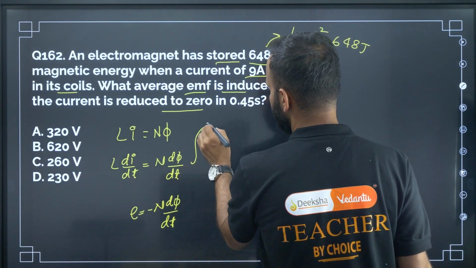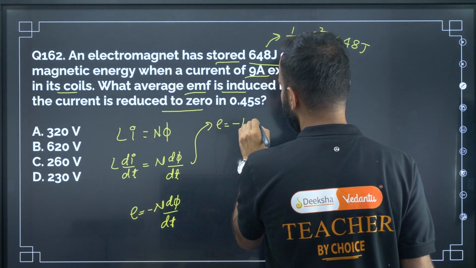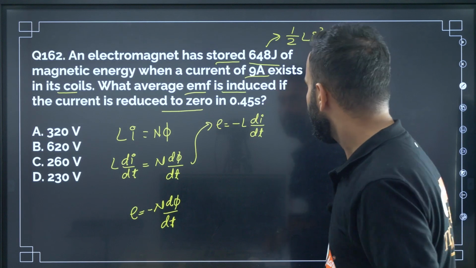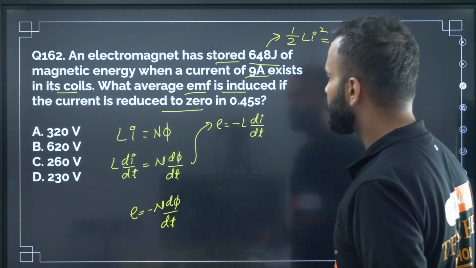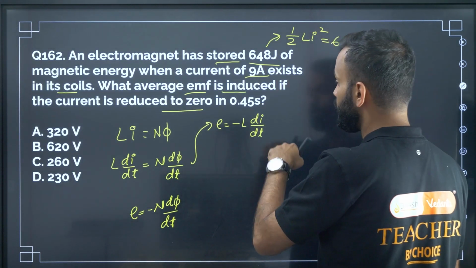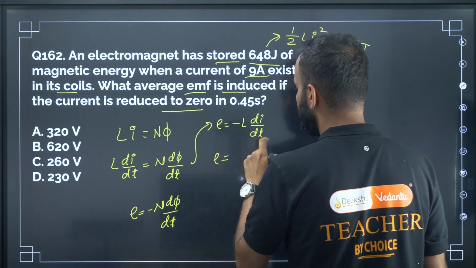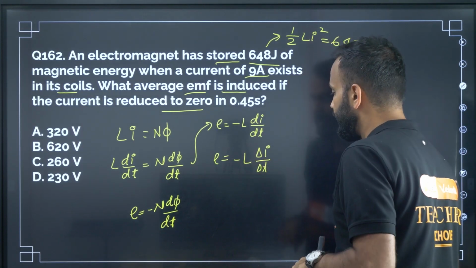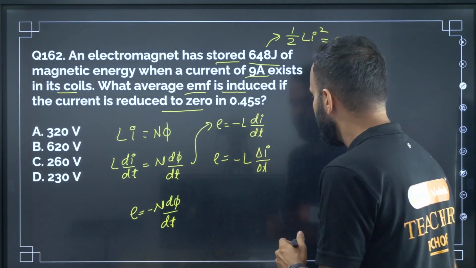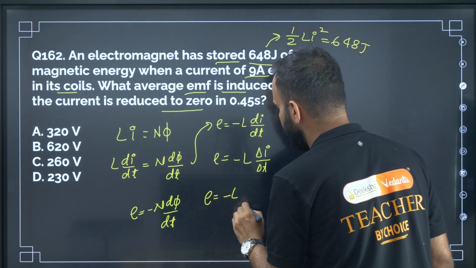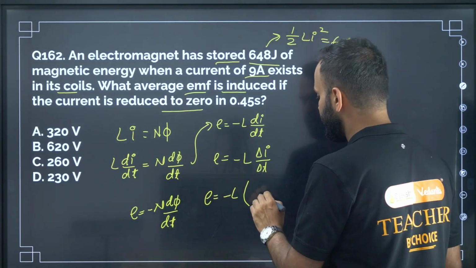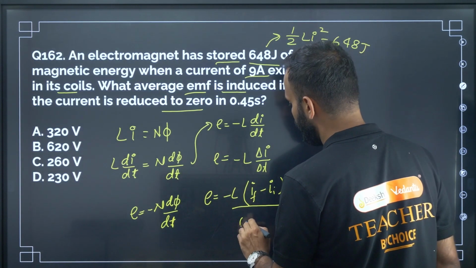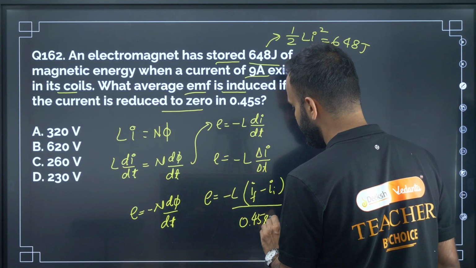So now I can write this equation as E equal to minus L into di by dt, right? We have to find the average EMF induced if the current is reduced to 0. So now average induced EMF E equal to minus L into delta I by delta T. Now E is equal to minus L into delta I, that is final current minus initial current, divided by delta T. Delta T is 0.45 second, right?